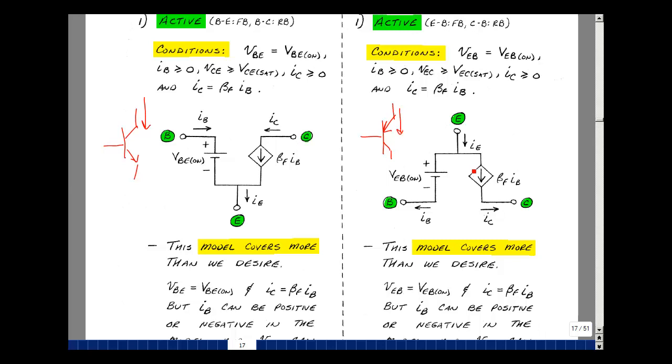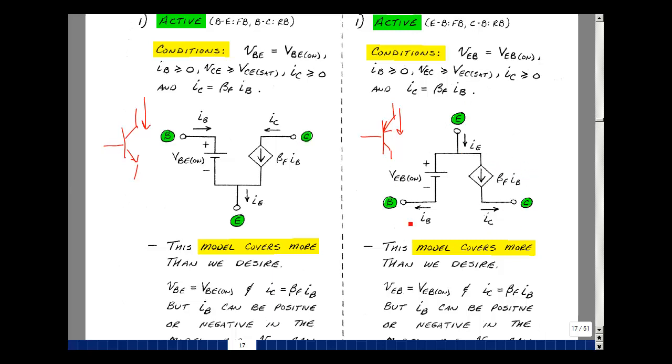Let me draw the model by reversing the direction of these two sources, my voltage source and my current-controlled current source, but then draw it upside down. Show the emitter here, and so I have a voltage between the emitter and the base versus the base and the emitter, and I have current flowing into the emitter and out of the collector, where the collector current is beta F I_B.